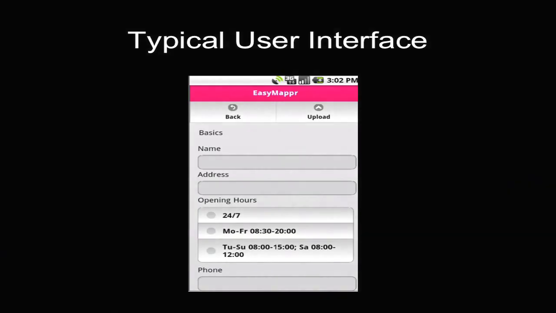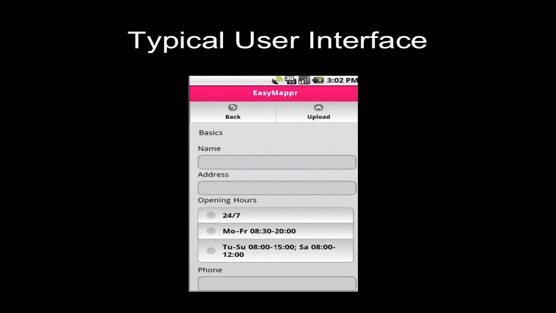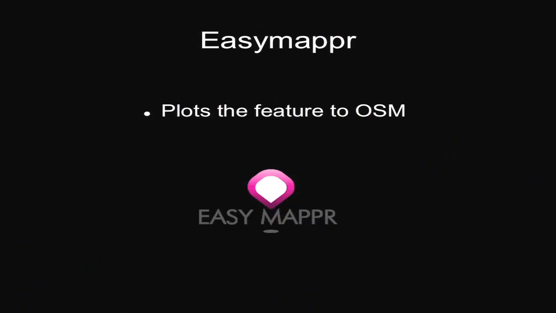And you can go on to do this in detail. For example, if it's a crisis setting, you can collect data on what material this health center is made of. And this information, once you've saved it, can be uploaded to OpenStreetMap. You don't need to do a lot of editing. It's an on-the-fly upload to OpenStreetMap.